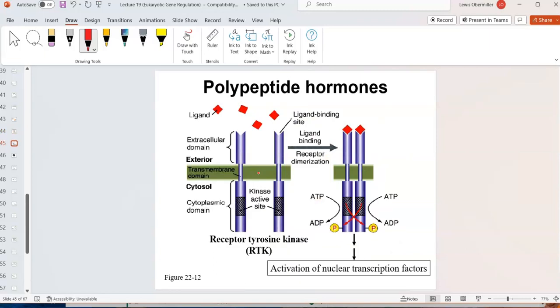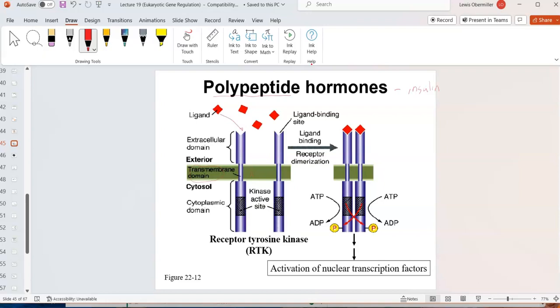Polypeptide hormones, they never enter. So, an example of this would be insulin. Polypeptide means they're made out of proteins. They can't enter into the cell because these particular ones are water soluble, so they can't go through the transmembrane domain, where the phospholipid tails are, which you can't see with that drawing. Anyway, so this would be an example of insulin.